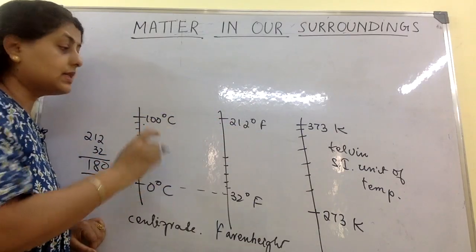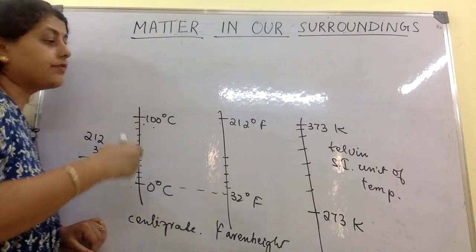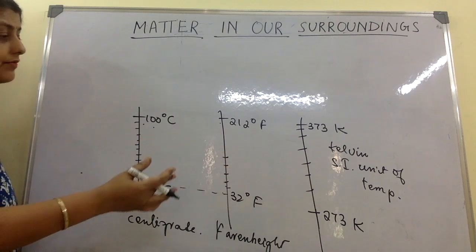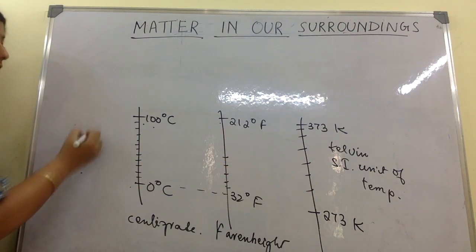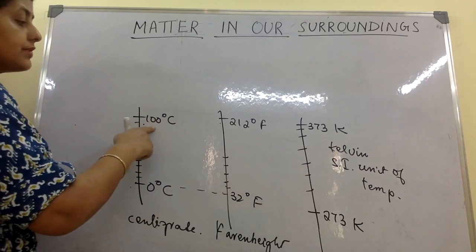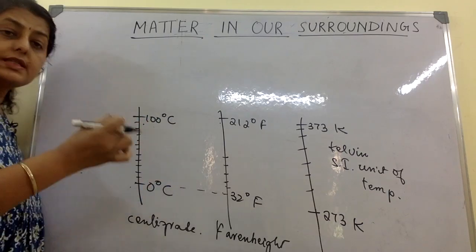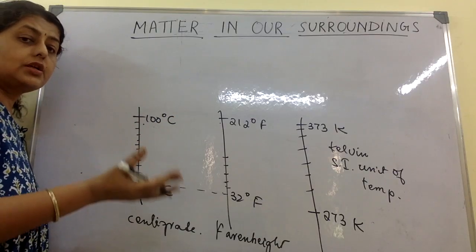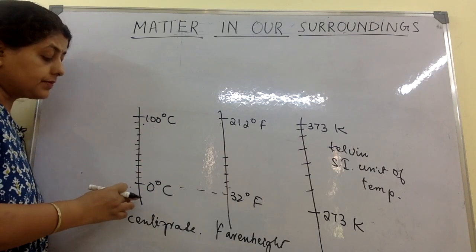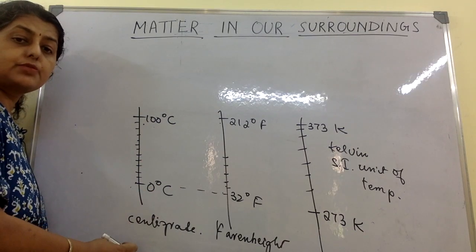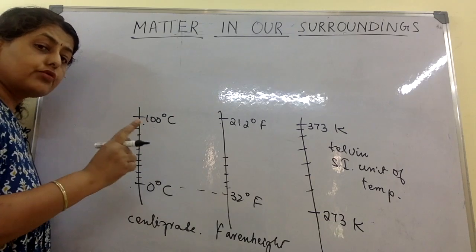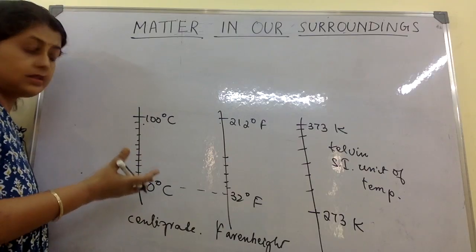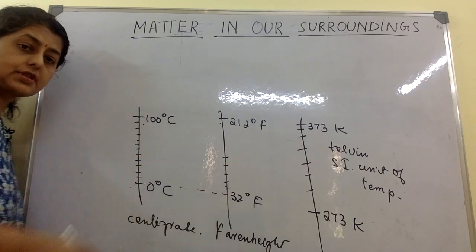If you want to convert 100 degrees centigrade to Kelvin, you will have to add 273 to it. So any temperature in centigrade, to convert to Kelvin, you will have to add 273 to it, because Kelvin starts 273 positions below this. And for Kelvin to centigrade you'll have to subtract. So let us do a few sums of this kind of conversion.